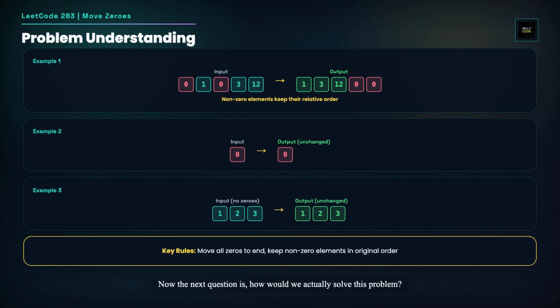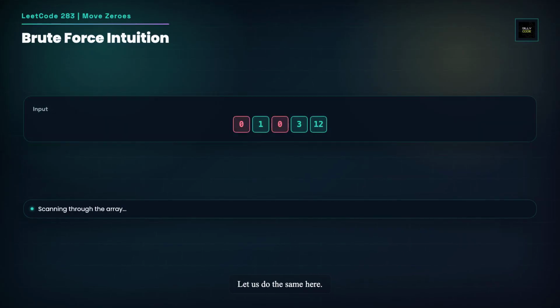Now the next question is, how would we actually solve this problem? Let's begin with the simplest idea. Whenever I solve a problem, I like to ignore the constraints first. Let's do the same here. Suppose the interviewer didn't say, in place. What would be the easiest solution?